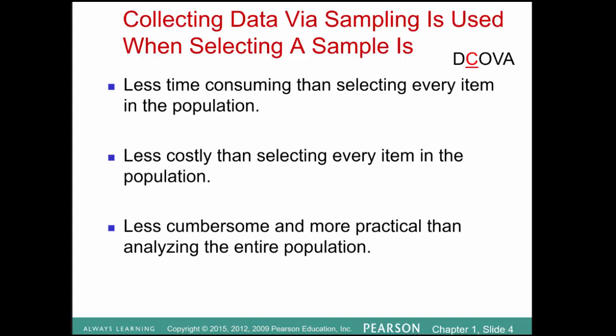Collecting data via sampling is used when selecting a sample is less time-consuming than selecting every item in the population, less costly than selecting every item in the population, and less cumbersome and more practical than analyzing the entire population.